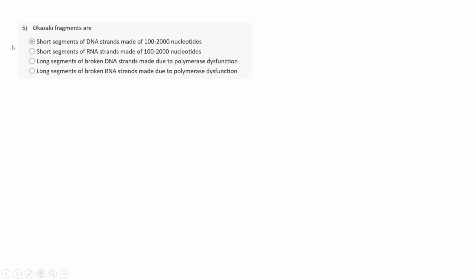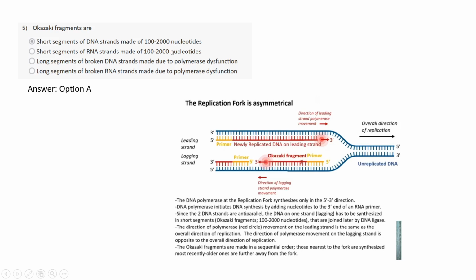Option is correct. So Okazaki fragments, we already know what Okazaki fragments are. So what will be the correct option in this case? Okazaki fragments are short segments of DNA strand made of 100 to 2000 nucleotides. Okay, so these are the Okazaki fragments basically, which are extended from the primers on the lagging strand.